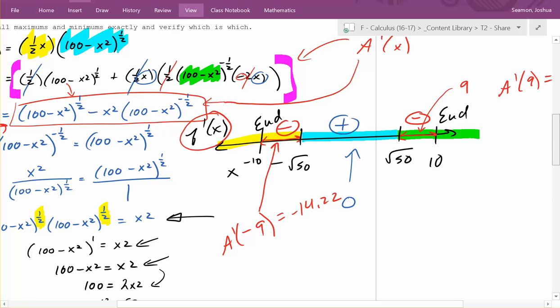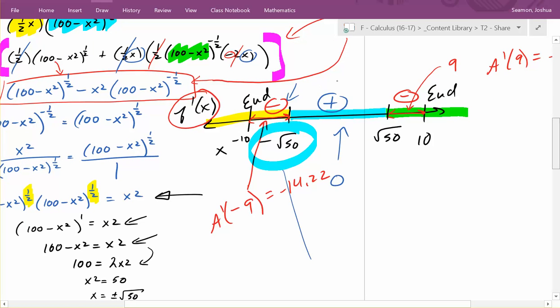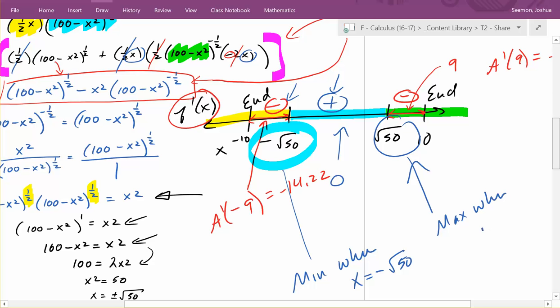So what happens here? What happens to this one? It's going negative to positive, the derivative. It's going down to up. So is that a minimum or a maximum? It's a min when x is negative root 50. And what about this one? It's going up and then down. So it's a max when x is root 50.